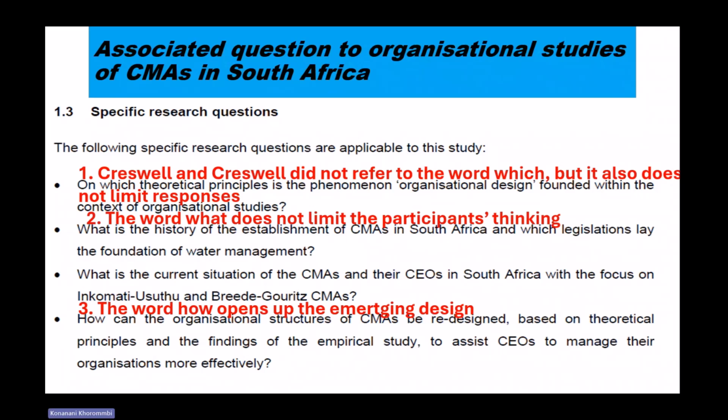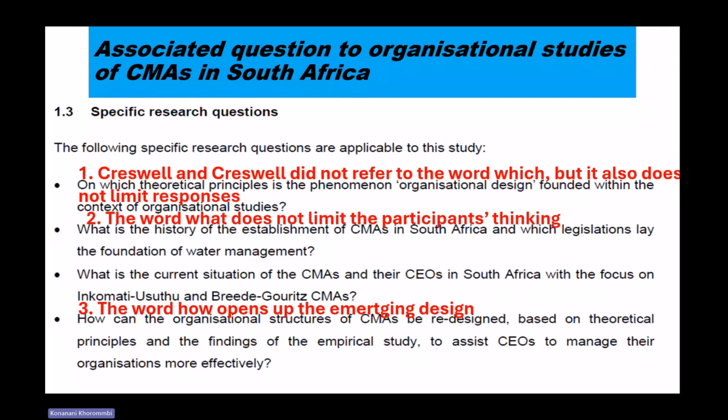And the third one again uses a what. It says, what is the current situation of the CMA and their CEOs in South Africa, with the focus on Nkomati, Suthu, and Breede Olifants CMA. So my interpretation and my understanding is the same as under sub question 2. But the last one, which is the how, the word how opens up the design. It says, how can the organizational structures of CMAs be redesigned? How then is asking for explanations, for somebody to present how he thinks the design could be done in terms of the CMAs. So this indeed is not limiting.